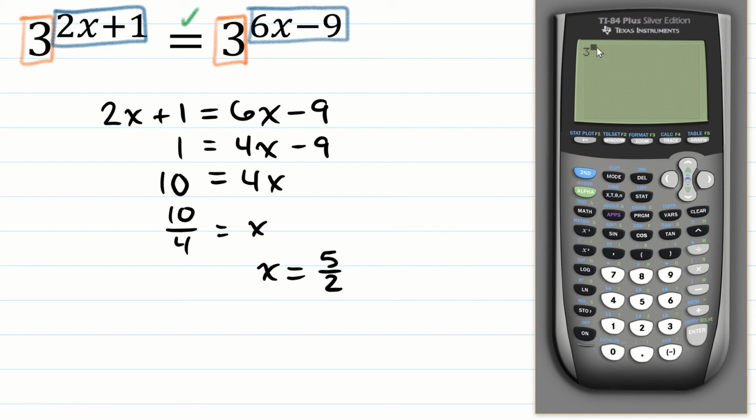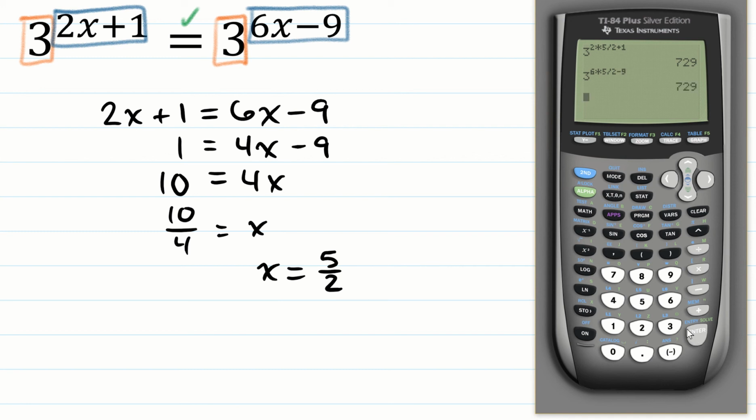If you have an older one where it's showing the arrow up and you're not in the exponent, you might need to use parentheses. But I can just go ahead and go 2 times 5 divided by 2. So that's 2 times 5 halves. It literally is. Plus the number 1. So when I press enter, I can see I get 729. And on the other side, I'm going to hit 3 to the power of 6 times 5 halves, and then minus 9. And when I press enter, I get also 729.